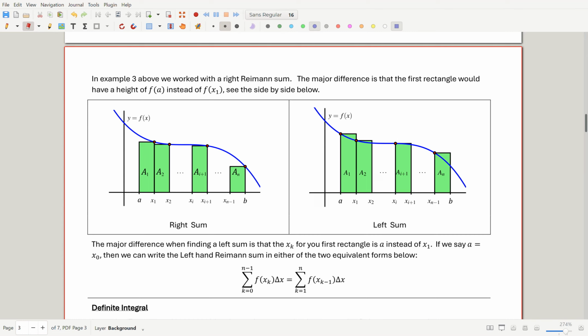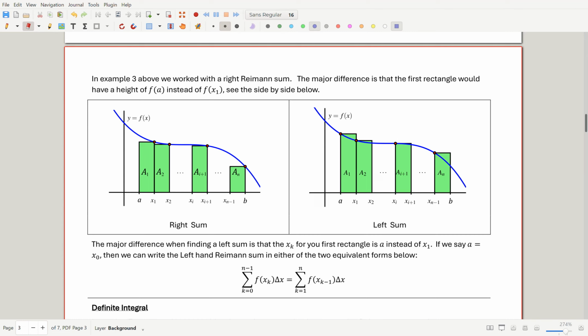A couple different ways that might show up if I do a left sum. Let's actually look at a right sum first. My first rectangle has a height that's evaluated with this x value, right? So I have to do a plus delta x in my first to get my x1. Now think about the left sum. The first rectangle has a height that's determined by evaluating f at a. So I don't need to add delta x to the first rectangle.